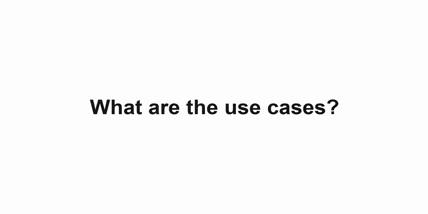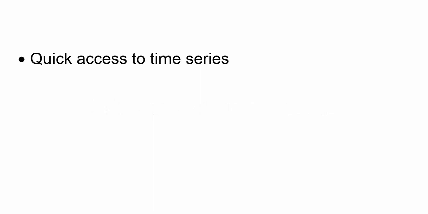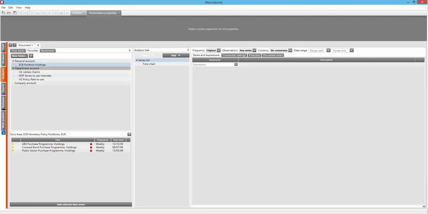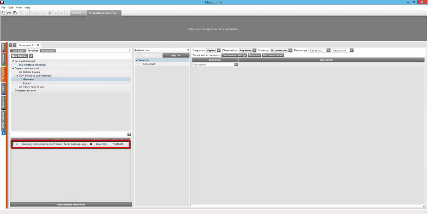There are two main use cases for favorites: quick access to time series and consistent data use across teams. Favorites can be saved to your personal account, where you have quick access to time series you use most often. Alternatively, if the choice of time series needs to remain consistent across a department or company, you can use favorites as a reference list. Instead of having to check which time series to use for German GDP, for example, you can use the Favorites tab to access the correct series directly.